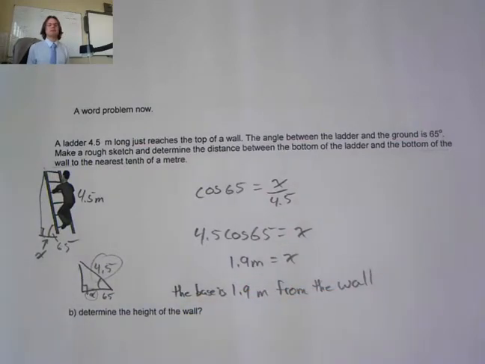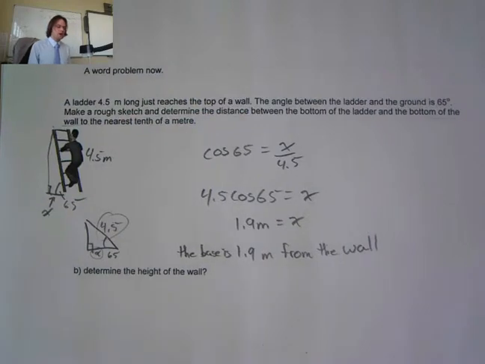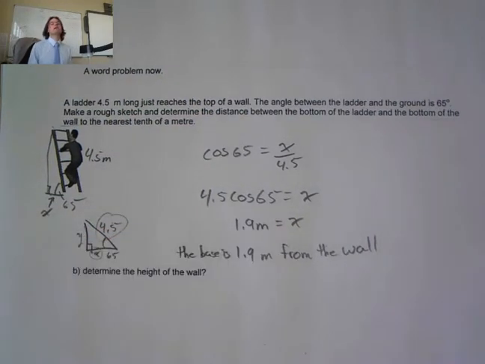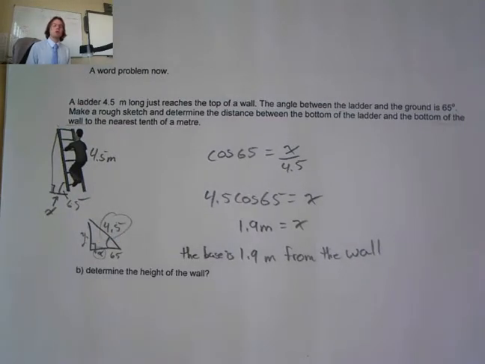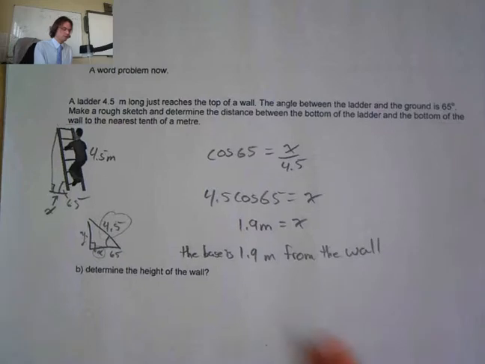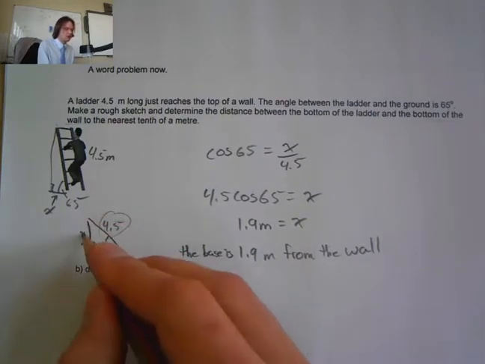The base of the ladder is 1.9 meters away from the wall. Now it says determine the height of the wall. Well, we want to now determine this wall, the height. This is the opposite. So to do this one, I'm going to end up using sine. So we have sine, because it's opposite and hypotenuse.